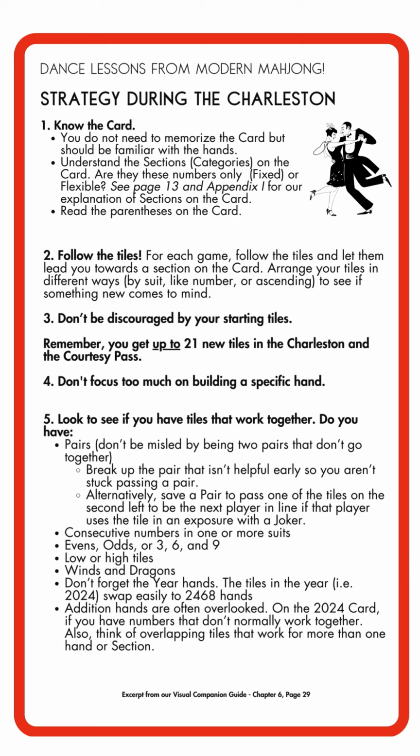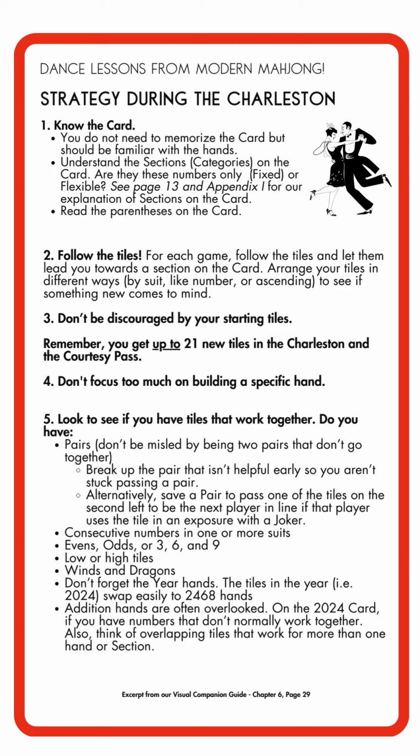Next up, don't focus too much on building a specific hand. So if you know that you have a lot of evens, while you're doing the Charleston, don't really worry as much if it's bam or crack or dot. Of course, if you have to discard one of them, then look. But if you're building towards a specific section, it's really more helpful than building a hand. Look to see what you have that works together.